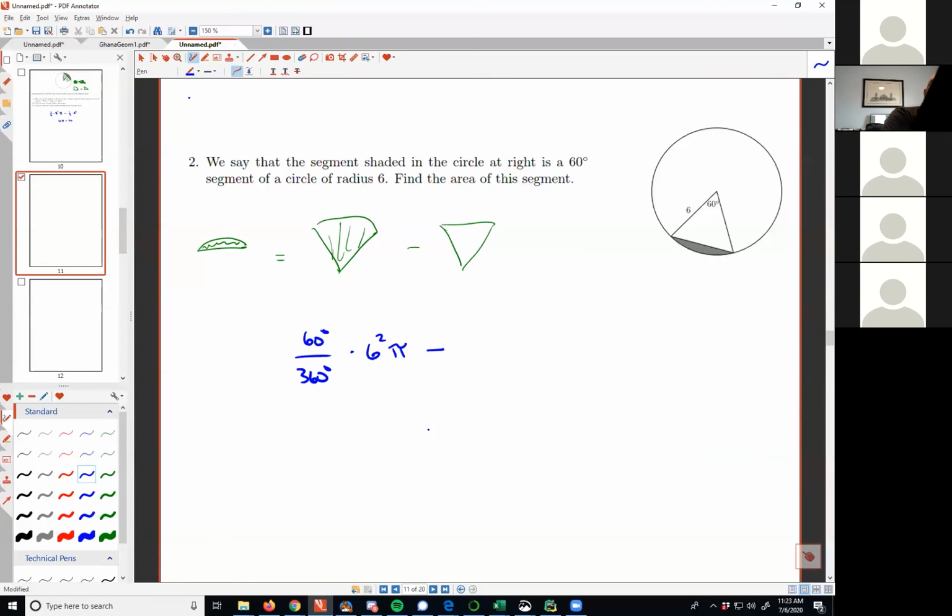What type of triangle is that in the middle? Equilateral. It's an equilateral triangle, so we can apply the formula that we derived just a little while ago. And in total, we wind up with 6 pi minus 9 root 3.